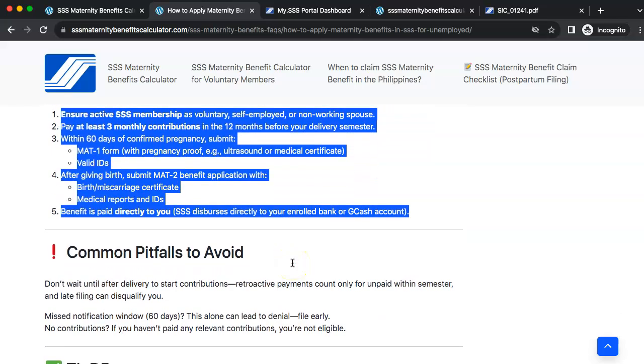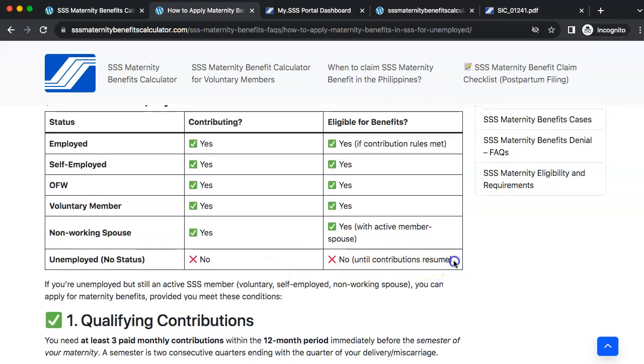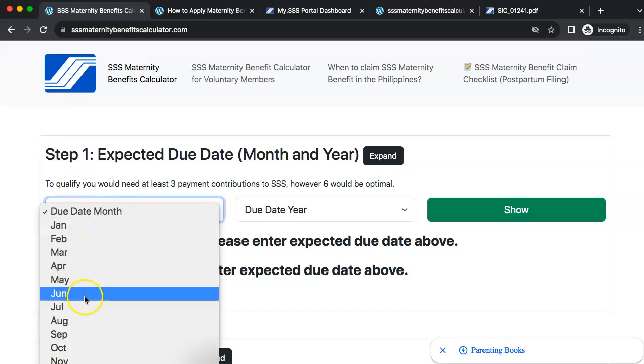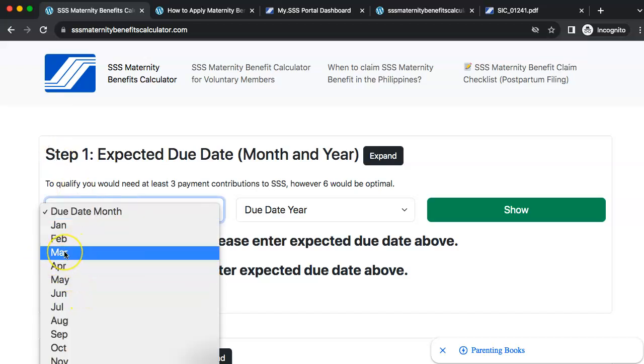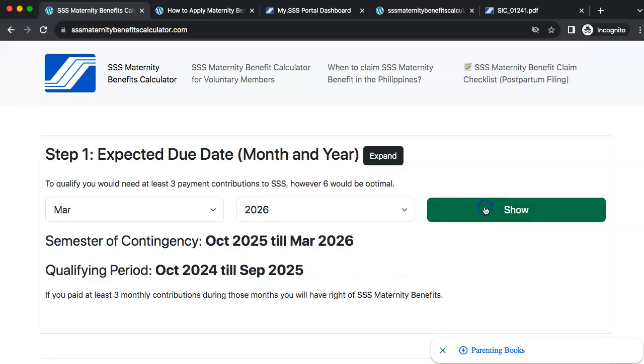So what happens if a person is not paying and is pregnant? For that, we need to calculate how far your due date is. So let's do that first. Let's assume the person expects to give birth on, let's say, the worst or the latest date, which would be March 2026. So that will be the latest due date as of now.